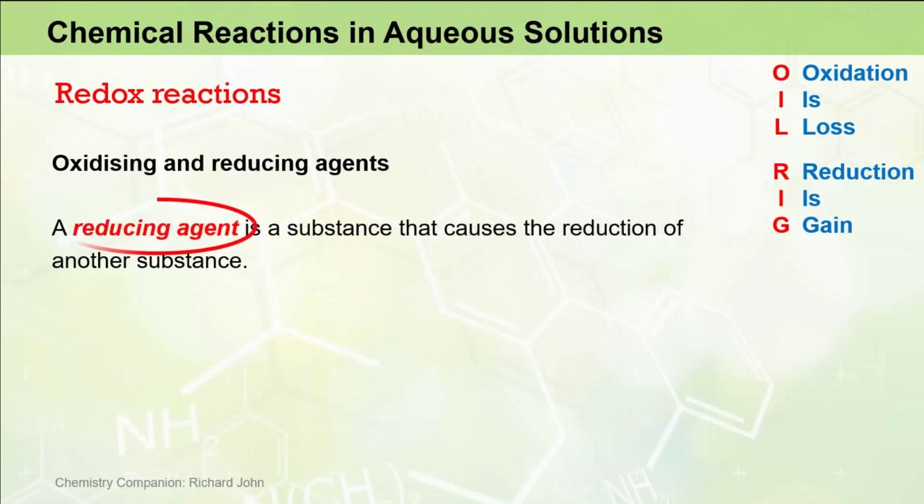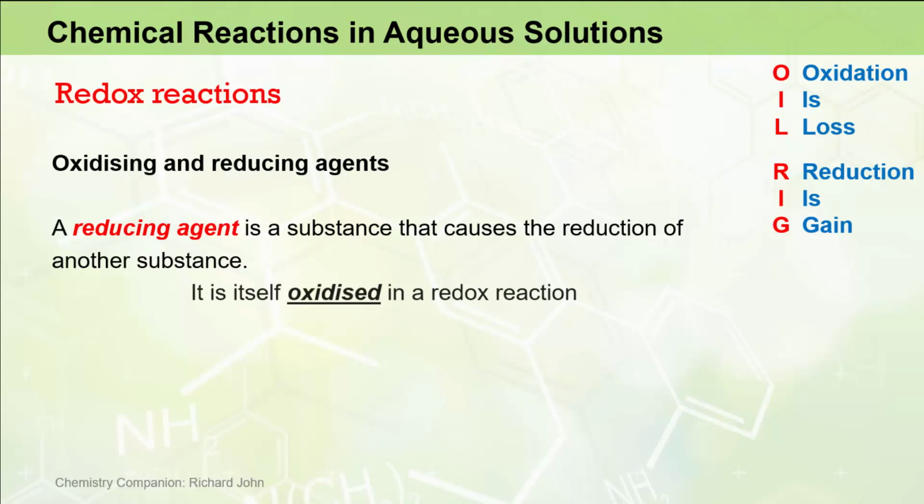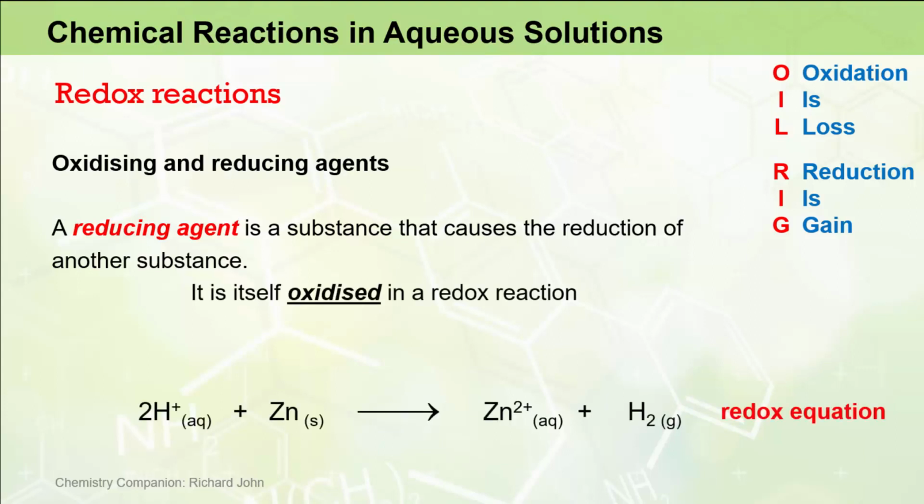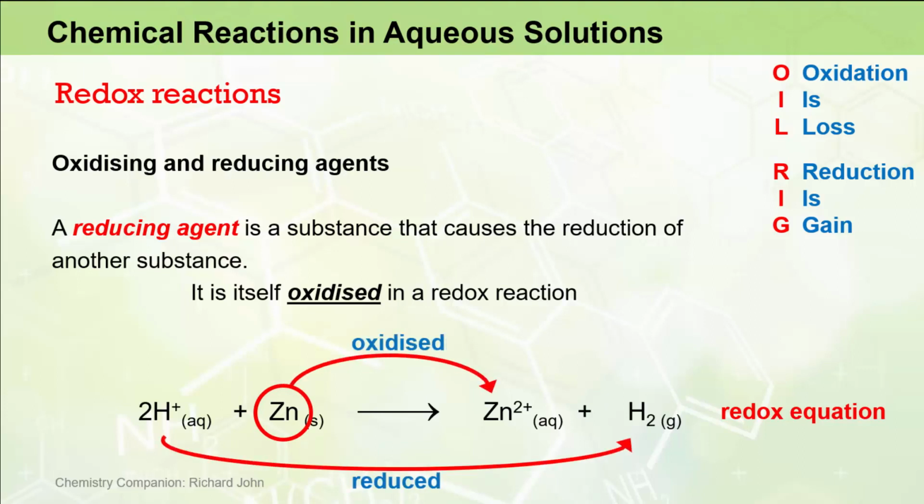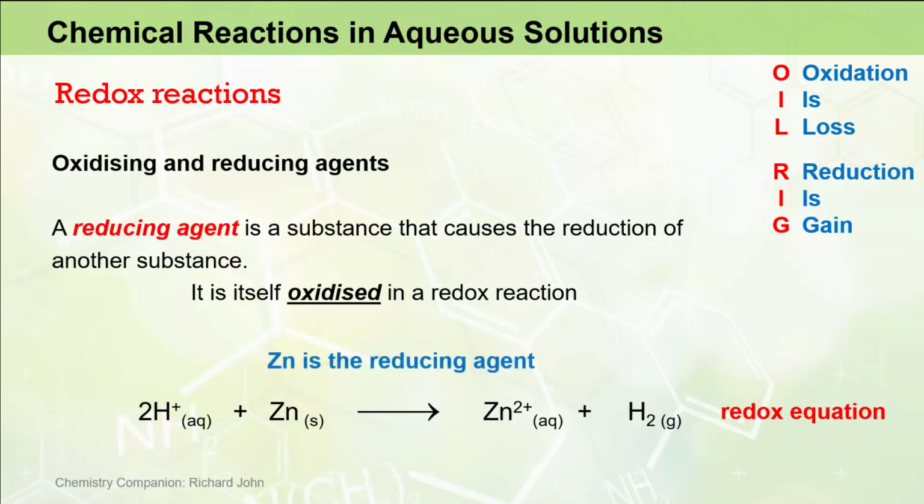If we look at it from another perspective, a reducing agent is a substance that causes the reduction of another substance, and it is itself oxidized in a redox reaction. So if we go back to our redox equation, acid plus reactive metal, we see that the zinc is the reactant that actually causes the reduction of H+ ions, and it is itself oxidized in the process. So since zinc has caused the reduction of H+ ions, zinc is therefore the reducing agent.